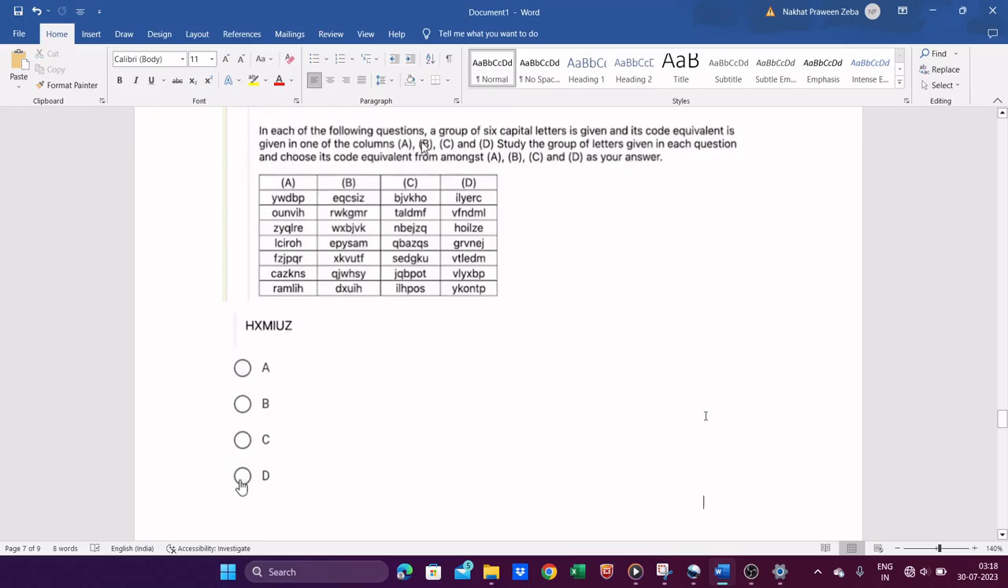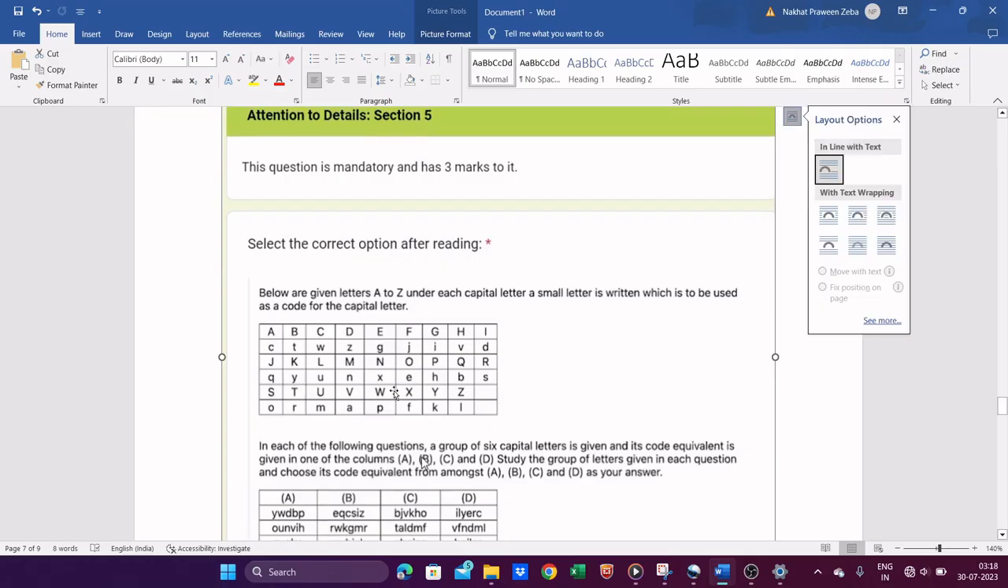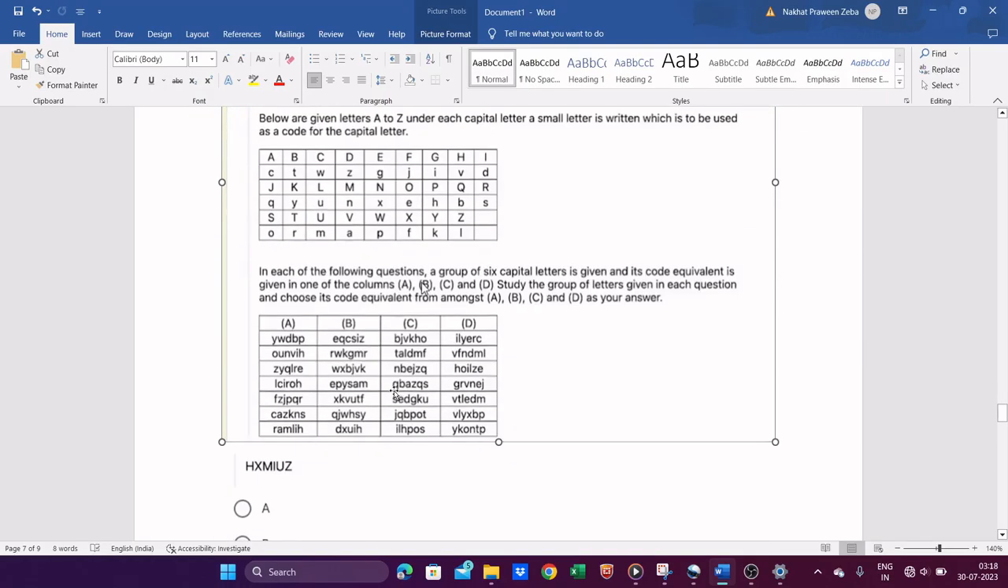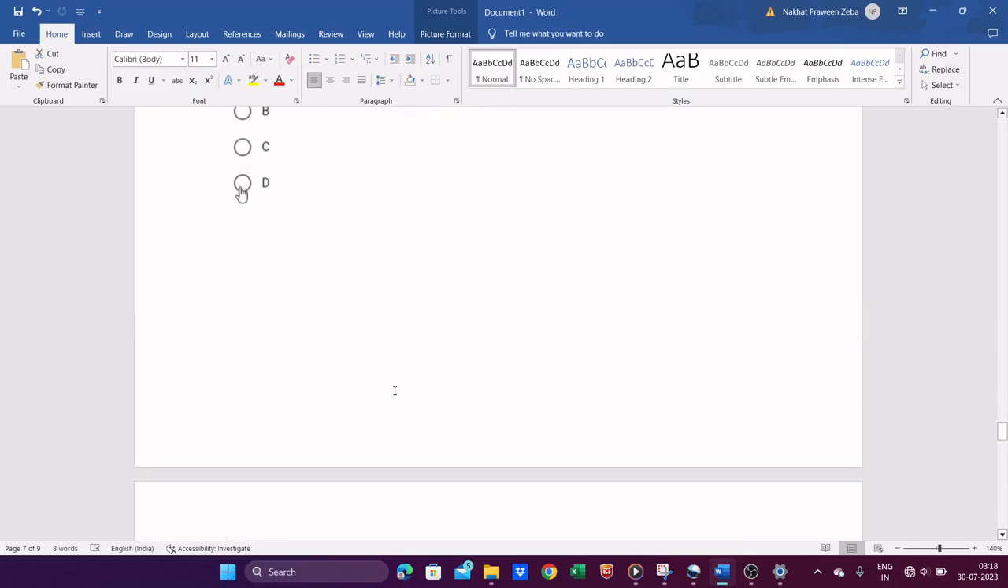Okay. In column A, I tried to identify, but I could not get VF and DML. In B also it is not, C also it is not. You need to just check. In D, I can see in the second row, VF and DML is given. So D will be our answer. So that's how easy it is, and for this, you are getting 3 marks. Correct. So this was the answer.